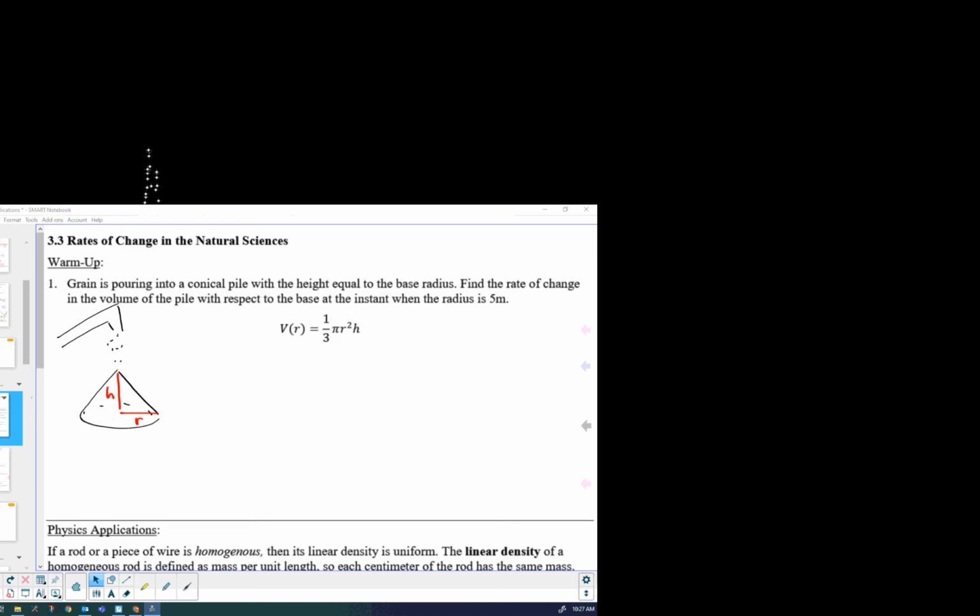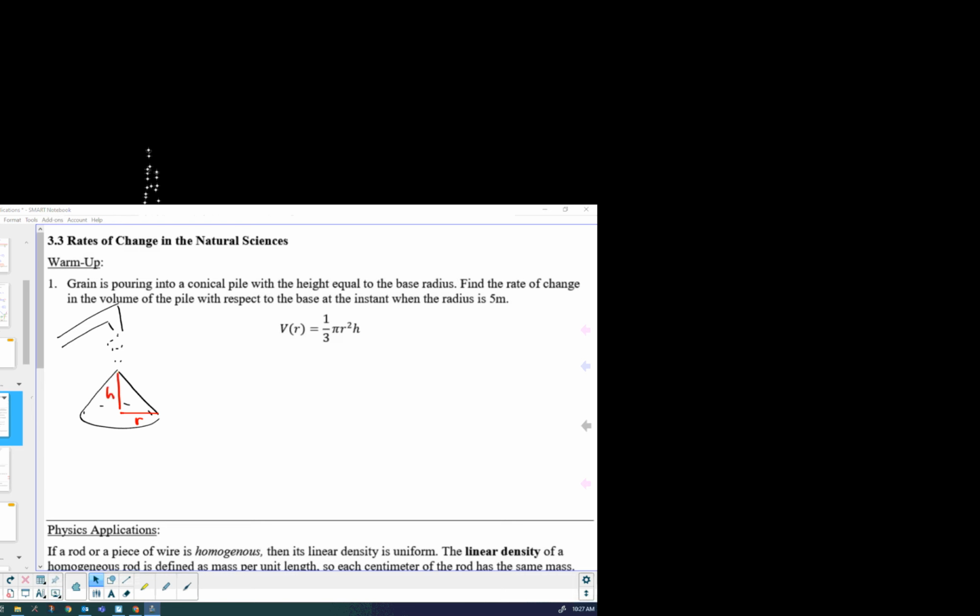What we're told about is that the height is equal to the base radius. And this just depends kind of on the friction in whatever, in this case it's grain, whatever it is that's pouring out. If it's really smooth, it'll spread out wider. If it has more friction on it, it'll be more of a steep pile.